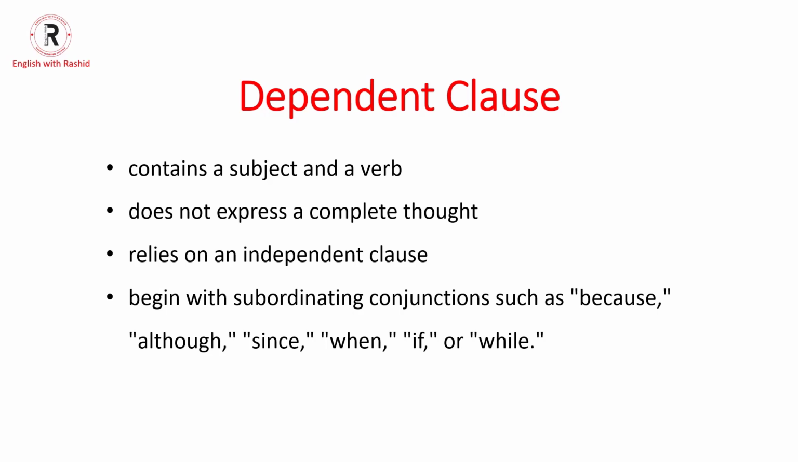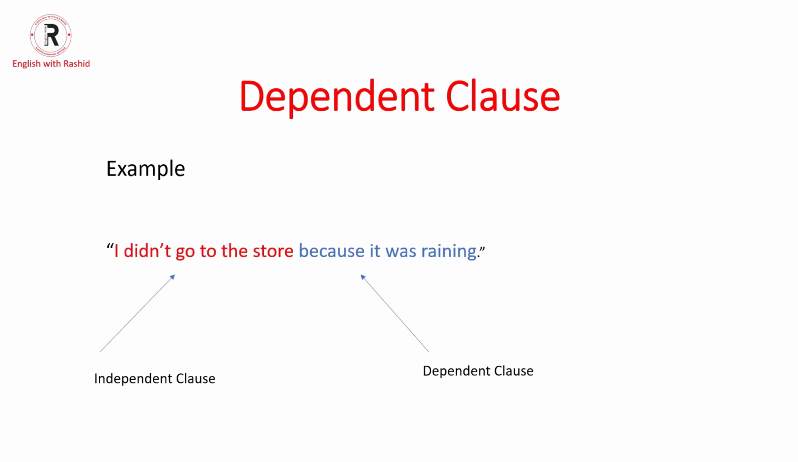Now let's have a look at an example. I didn't go to the store because it was raining. In this sentence, if we look at this first part, I didn't go to the store, this is giving a complete sense. But the second part, because it was raining, is a dependent clause. If we speak this dependent clause without the presence of the independent clause, it will give an incomplete sense.